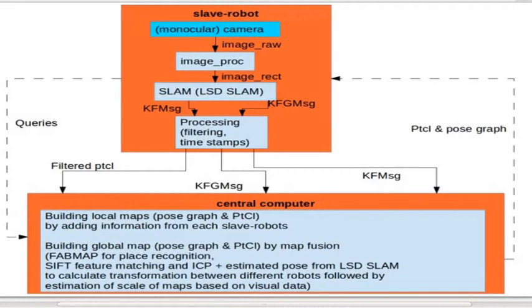The central computer builds up a global map containing all local maps of all robots. To do so, the central computer runs a place recognition algorithm called FatMap in order to know where to stick the maps together. Furthermore, since the whole system is based on monocular cameras only, it is impossible to calculate or estimate the absolute scale of the maps. Therefore, each map has a different scale depending on the initialization of the corresponding slave robot. Hence, the computer estimates the scale differences between the different local maps to fuse the maps together and to build up the global map.